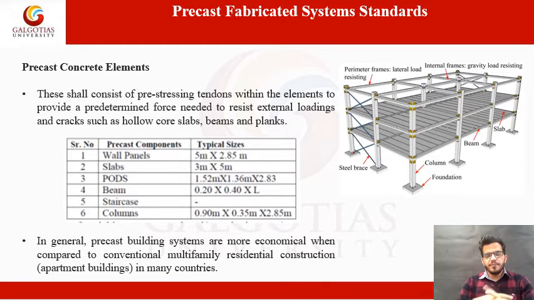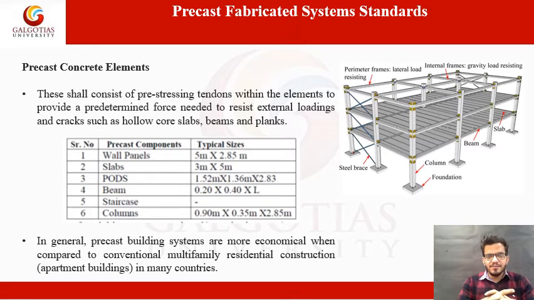So we have the precast fabricated system, with some standard dimensions and typical sizes that are used in precast concrete elements. These shall consist of pre-stressing tendons to provide the required force needed to resist the external loadings, as well as cracks, such as in hollow core slabs, beams and planks. So we have the different precast components and their typical sizes.